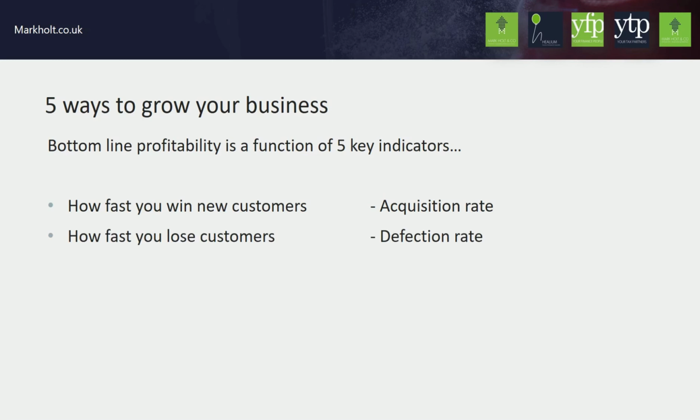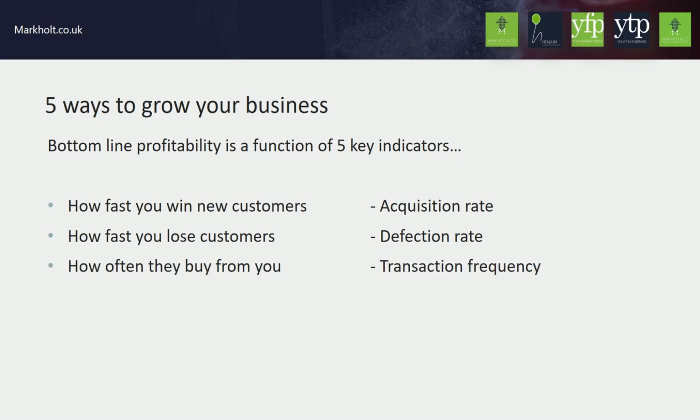The second is what we call your defection rate, the speed at which you are losing customers. There are many possible reasons for losing customers, and we'll explore some as we go through the session, but it's the rate at which customers opt to go somewhere else.